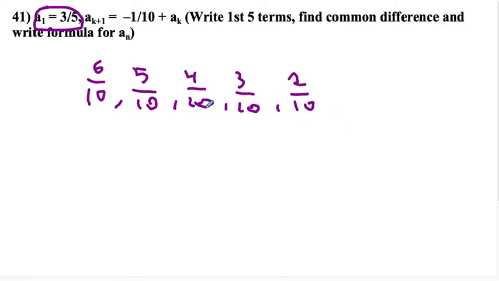Okay? Now, find the common difference. So the common difference, well, they gave that to us. That is equal to d equals negative 1/10, which implies that we're subtracting. It's going down by 1/10.